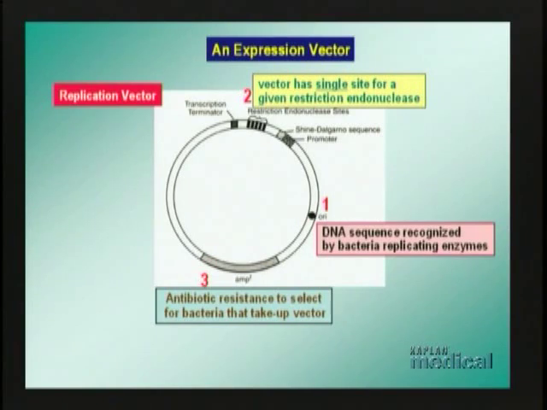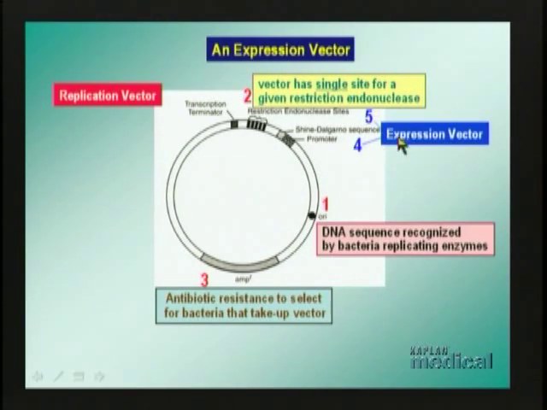So a replication vector does not have a promoter and does not have a Shine-Dalgarno sequence. But now, if we take a replication vector, which has an origin of replication, a single site for a given endonuclease, and a gene which will encode for antibiotic resistance, if we now engineer into this replication vector a sequence for a promoter for a bacterial DNA RNA polymerase, as well as engineer a Shine-Dalgarno sequence, we can now convert this replication vector into what's now known as an expression vector.